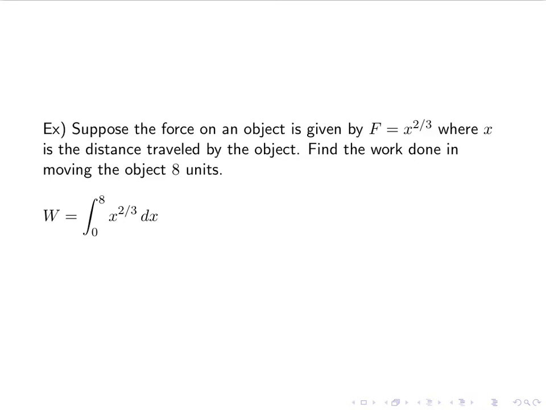So to set up the work, we're just going to integrate. And we integrate from 0 to 8 because that's the distance the object has moved. And then we're integrating our f, which is x to the 2/3. If we do that, remember we add 1 to the exponent, so we get x to the 5/3. Dividing by 5/3 is multiplying by 3/5. So we have 3/5 x to the 5/3 from 0 to 8. If we do that out, we should be getting 96/5, which is 19.2, and again, whatever the units of the work is.